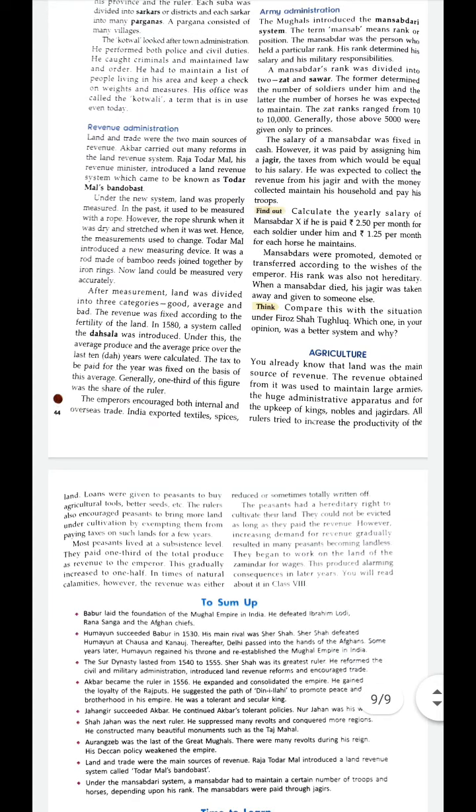Clear? So, children, we have completed our chapter, that is the Great Mughals. I hope it has been understood by you all. So, must go through your text. If any confusion, you could ask me. Thank you.